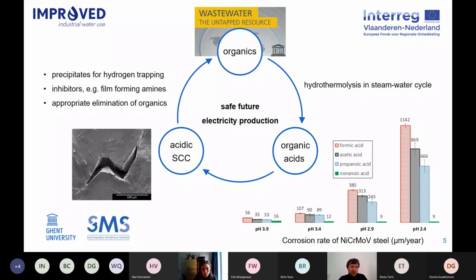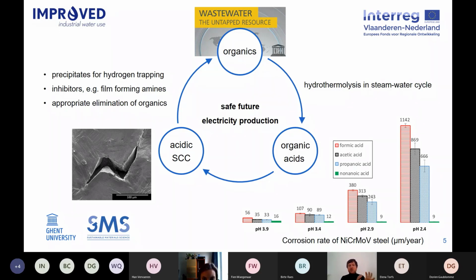In the improved project funded by Interreg, we investigated this acidic stress corrosion cracking. You can see at the left-hand side such a crack there. This is, of course, undesired. There are a few things you can do while focusing on these three parameters. For instance, you can play with the material, so you can change the microstructure. You can include precipitates into the microstructure to trap hydrogen so that no embrittlement takes place.